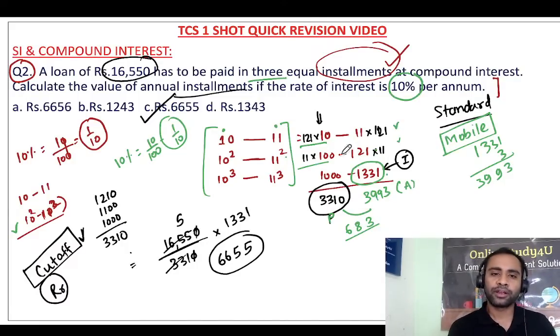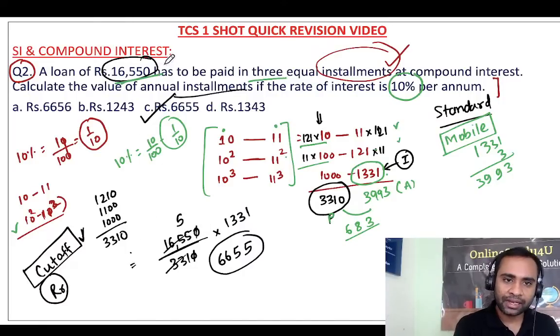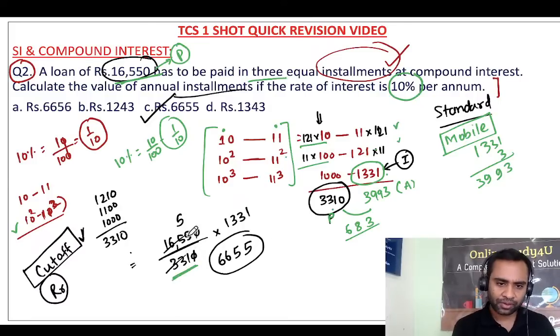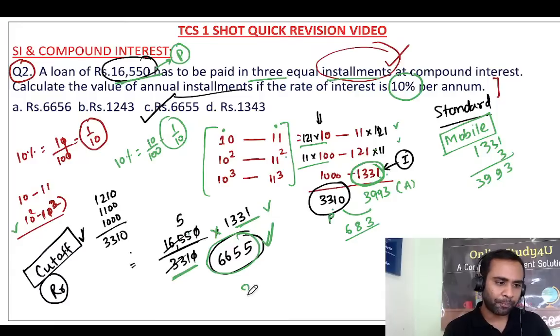Okay. Now they're telling you how much money you have taken. 16550. So this is nothing but your principal. And what is the unit of principal here? Sir, 3310. So this is equal to this. What do you have to calculate? Sir, I have to calculate installments. So what is your per installment? Sir, 1331. Multiply by that, and then you will be getting 6655 rupees. You will be getting two rough papers.